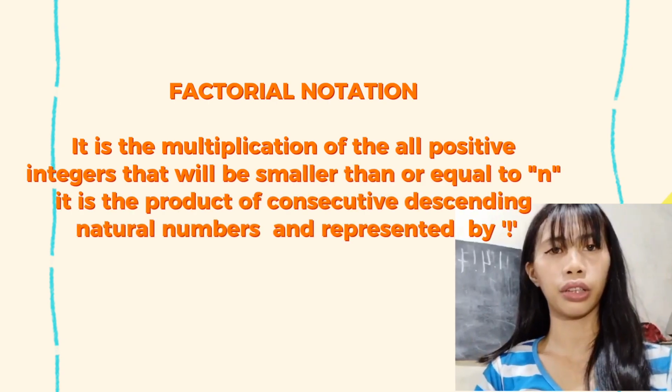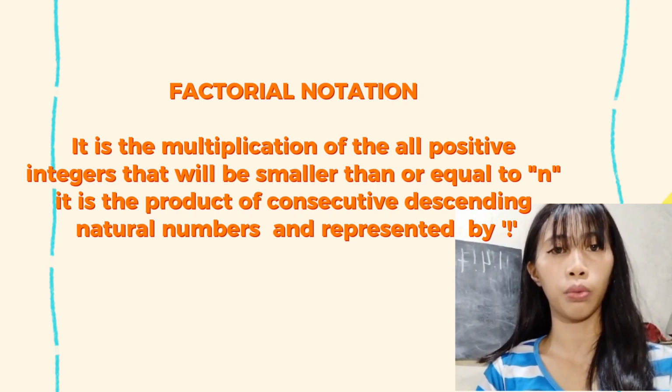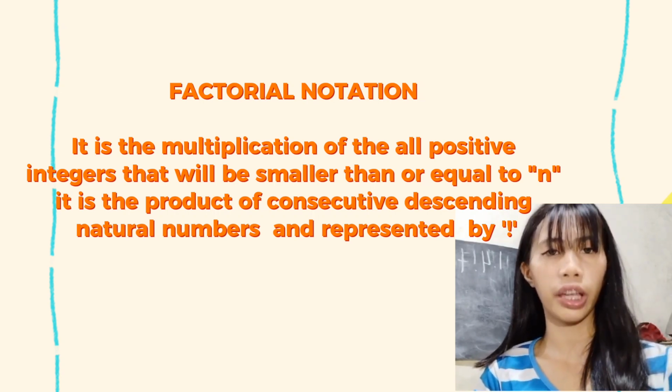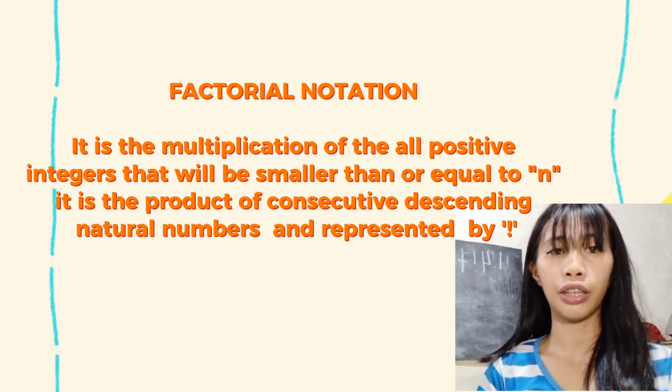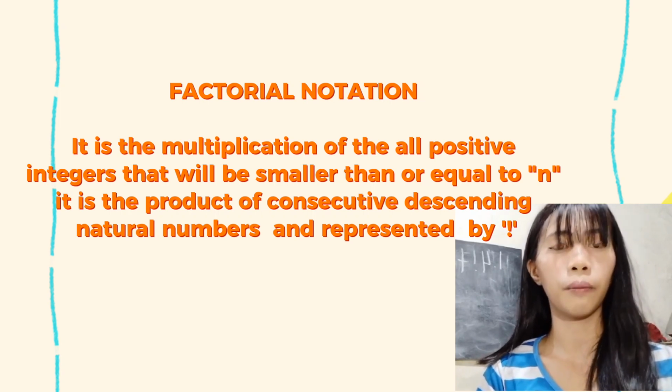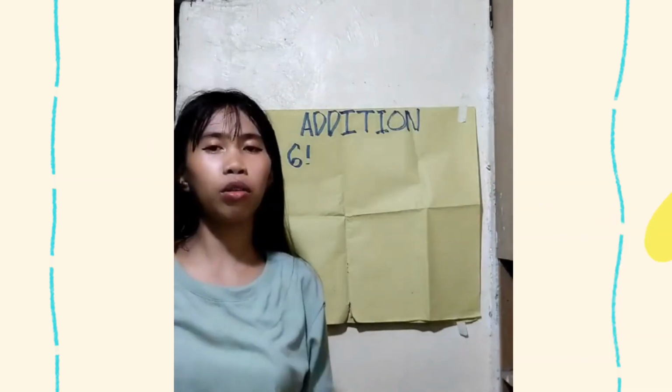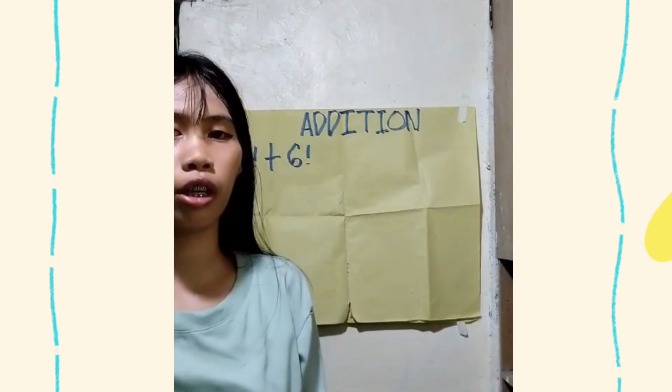What is factorial notation? It is the multiplication of all positive integers that are smaller than or equal to n. It is the product of consecutive descending natural numbers and is represented by a factorial. Paano nga ba mag-solve ng factorial notation sa may addition?